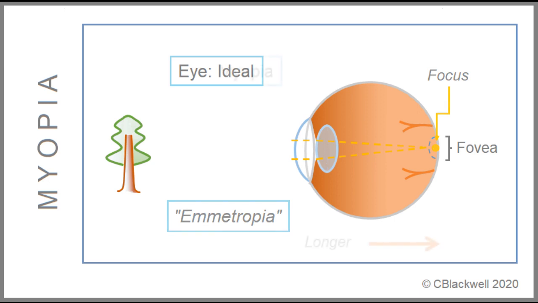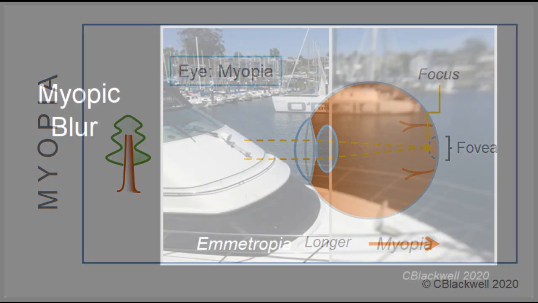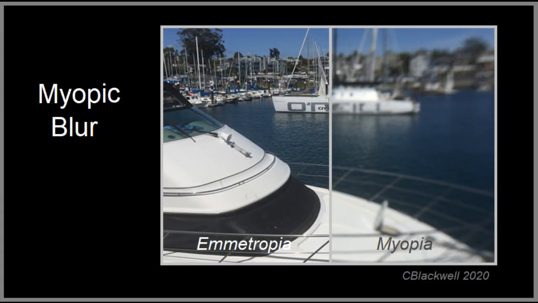In people with myopia, usually it is because the eyeball is longer than average. One result of which is that light comes to a focus in front of the retina, making a blurred image at the retina. An example image comparing the emmetropic ideal versus myopic blur.